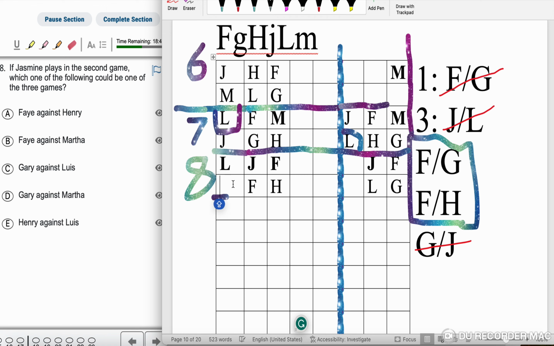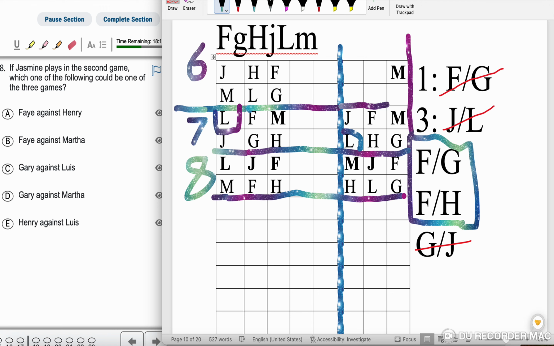And then M is going to be in the first one. And then I'm going to have M here with the last letter H here. And seeing how this meets all the rules: F and G are not in the first game. J and L are not in the third game. F against G, F against H. G and J are not allowed to be playing each other. So for F, it's either going to be F against G or F against H. So these two worlds that we created right now, they meet the standards to go ahead and answer question 8.